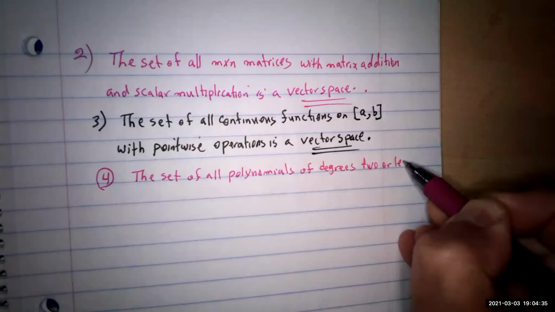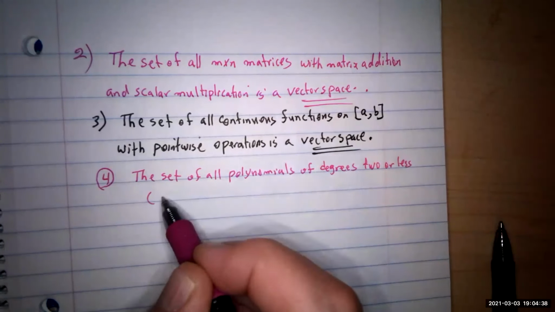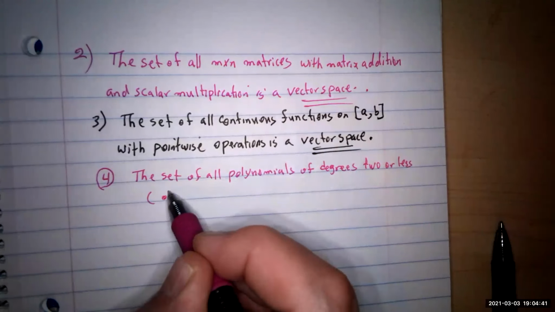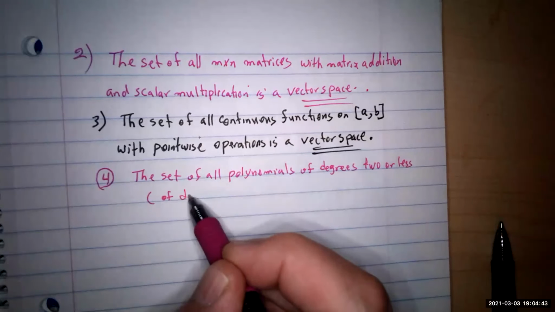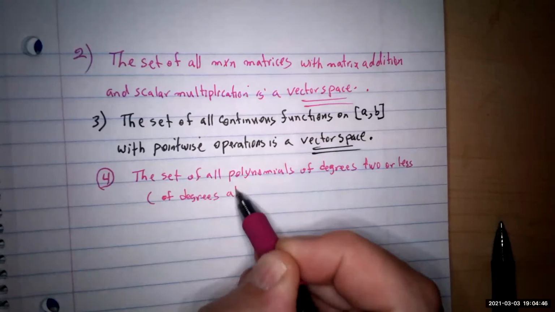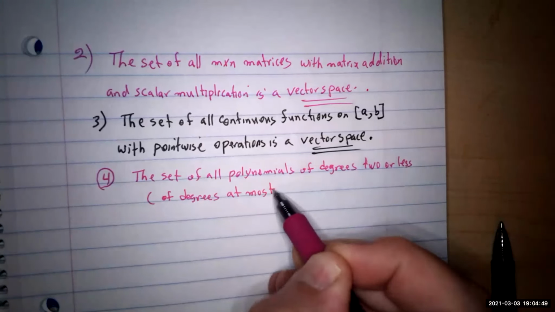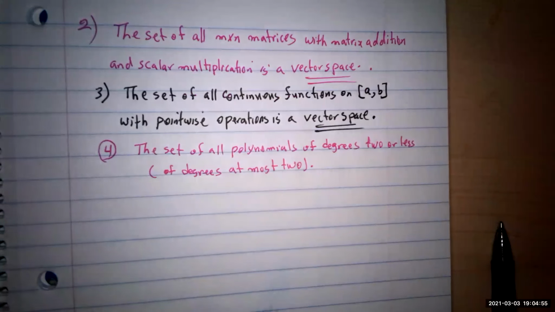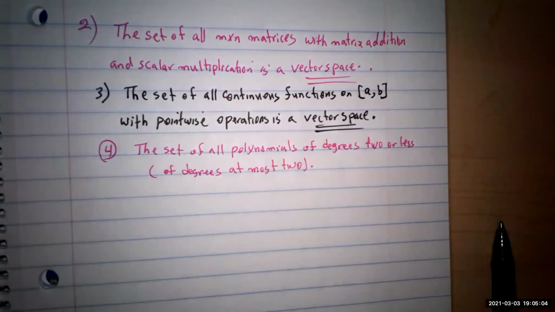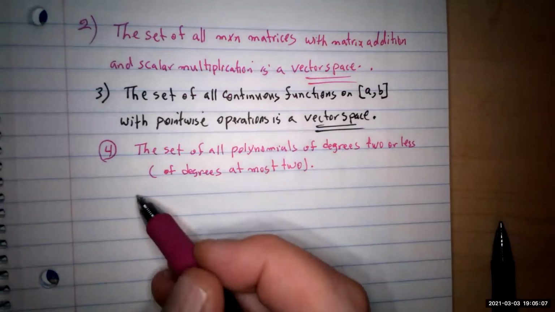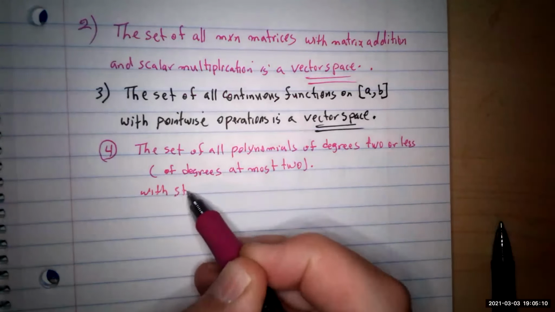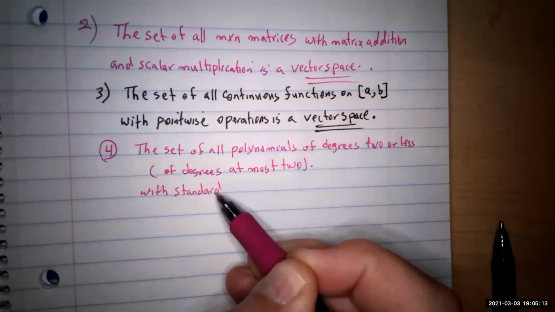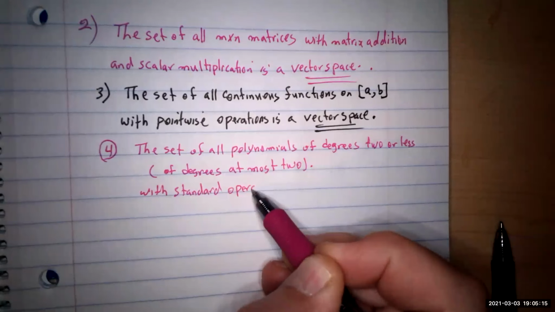2 or less. We say that the polynomials of degrees at most 2. At most 2 means 2 or less. The set of polynomials of degrees 2 or less is a vector space with the usual, standard operations. It's a function. So standard operation means addition.